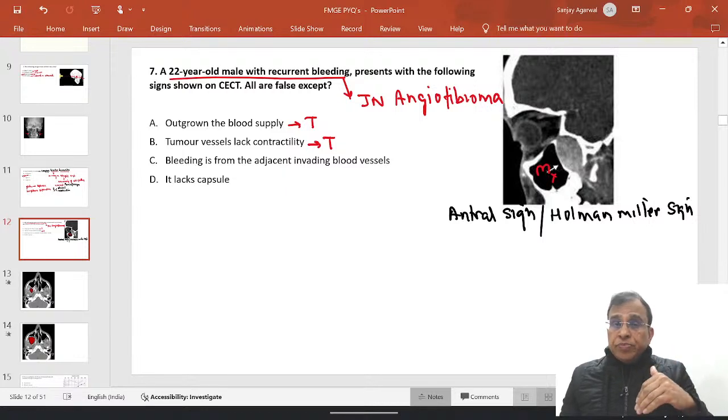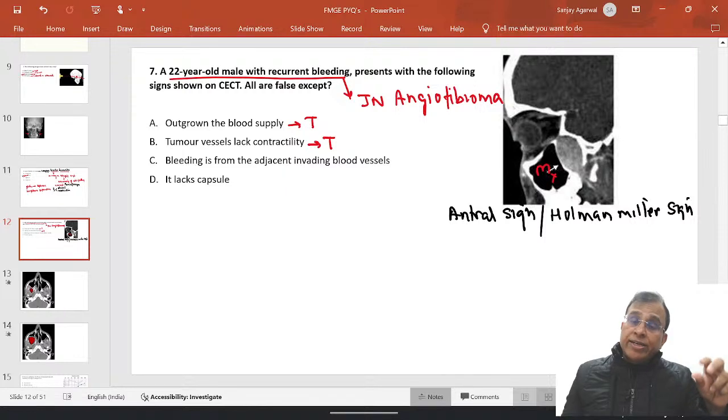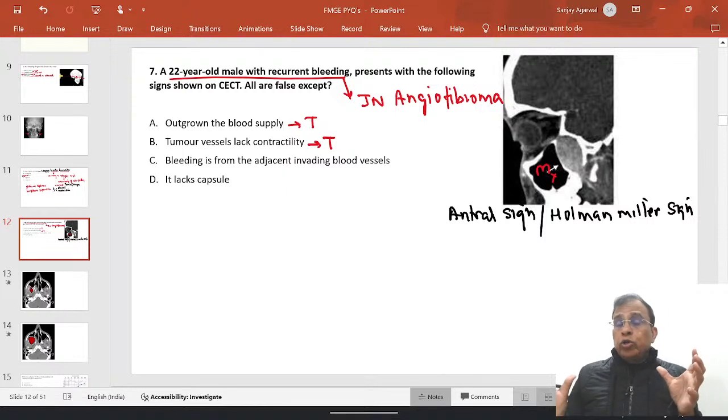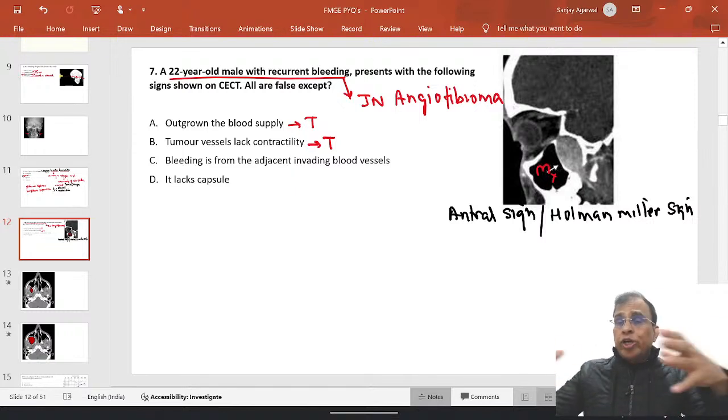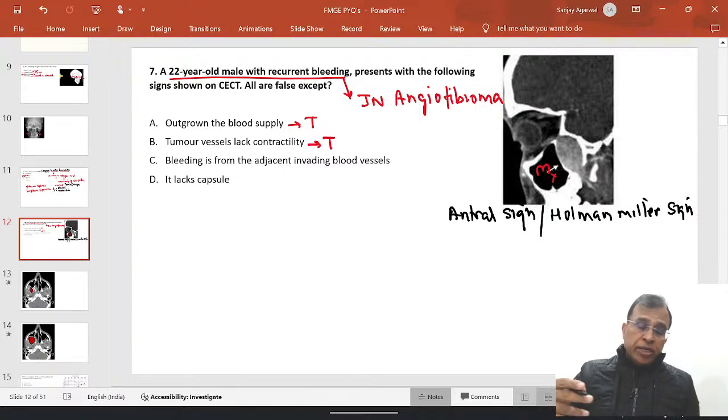In the patient of angiofibroma, because the blood vessel of the tumor does not have the contractile middle layer, it cannot go into contraction and the bleeding cannot stop easily. So that's what it's trying to tell you. It's a very important point. And the third point is that because it is a vascular tumor, the blood vessels of the adjoining area also invade the tissue and cause more vascularity. So this is also true.